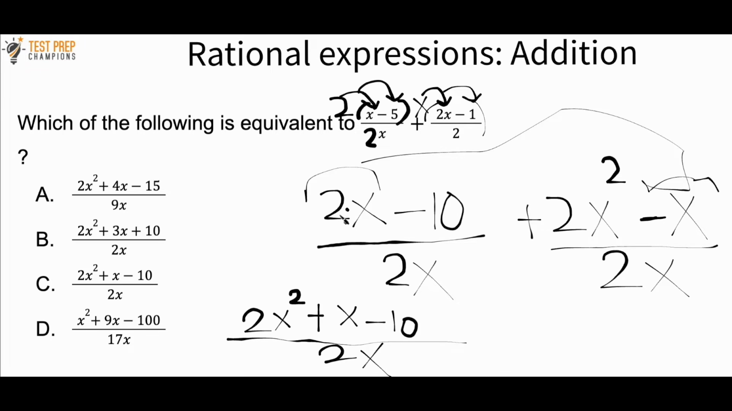Again, when I got to this step, I had 2x minus 10 divided by 2x plus 2x squared minus x divided by 2x. I want to look here for the like terms. This 2x has an x raised to the power of 1, and this minus x is x raised to the power of 1. So I can combine these like terms, and 2x minus x just gave me positive x. All I did was rearrange this so that I wrote 2x squared first, then plus x minus 10, all over 2x. Whenever you get that common denominator, all you want to do is add the numerators and leave the denominator as it is.